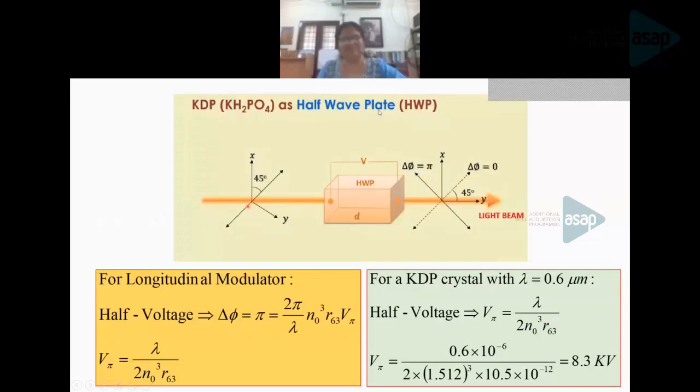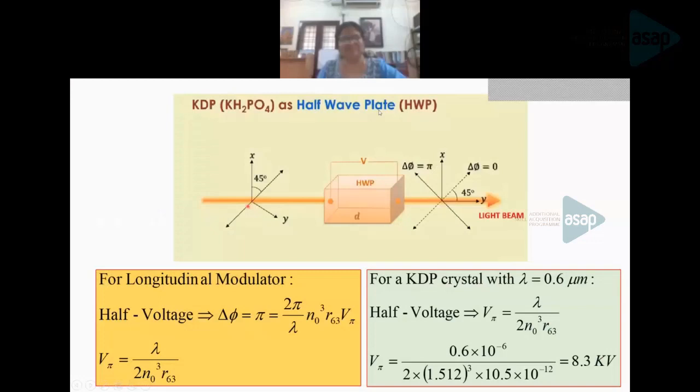From this equation, it is clear that the change in phase shift or retardation is directly proportional to the applied voltage and is independent of the length of the medium. Okay, this is very important. The induced phase shift is proportional to the applied voltage and is independent of the length of the medium in the case of linear electro-optic modulator. Okay, now we can use this medium as a half wave plate.